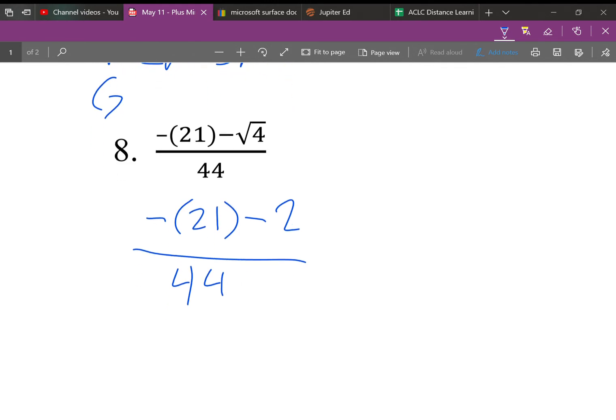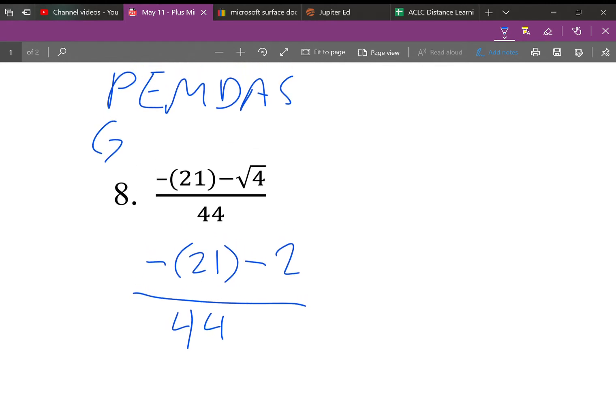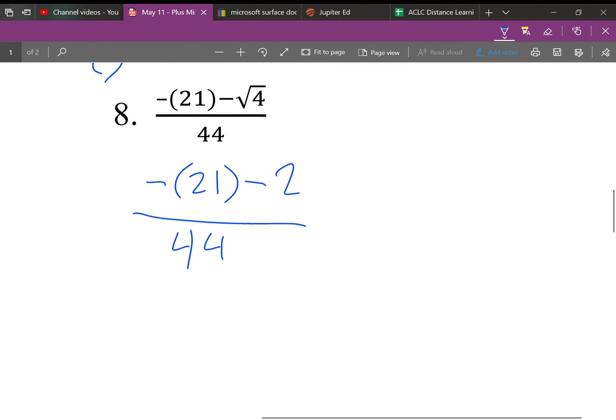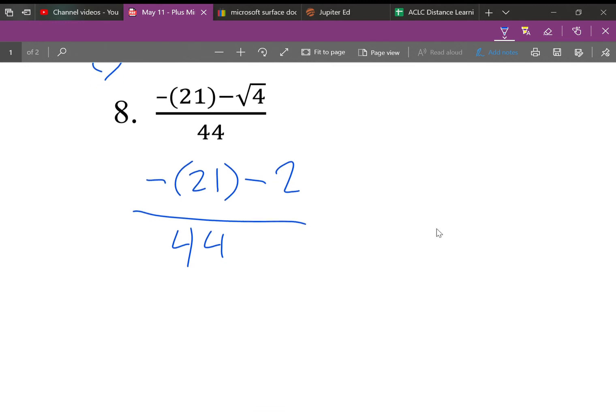The second step, well, if I look again, do I have any parentheses or grouping symbols? I actually do have a grouping symbol because the division sign counts as a grouping symbol. It groups the top separate from the bottom, which means I need to deal with the top next. Now, negative outside of 21 becomes 21. I have negative 21, and you can do that as its own step. So we can turn that into negative 21 minus 2 over 44.